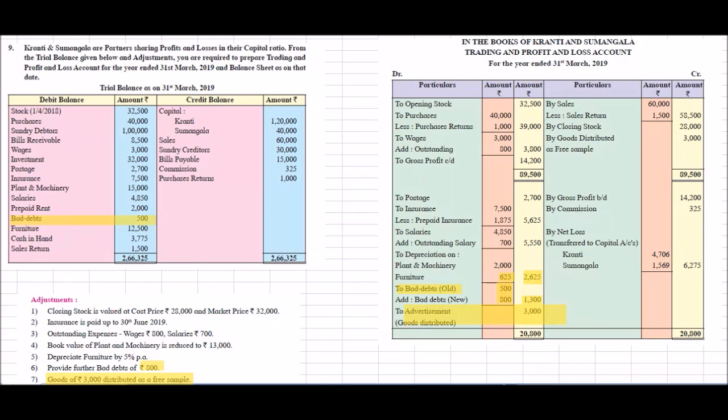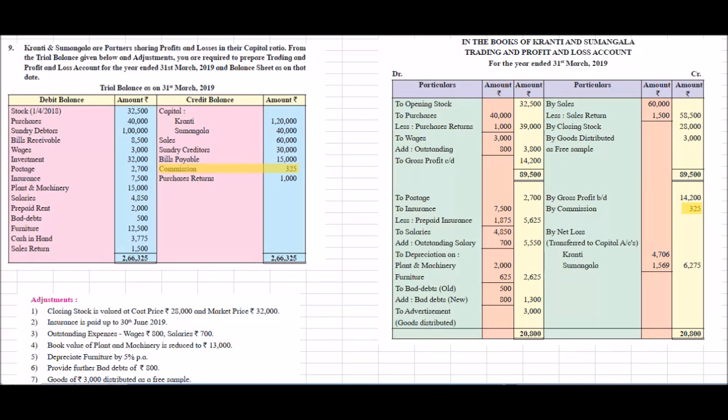And now we'll see the credit side entries. What are the entries coming in the credit side? Next one is commission. Commission is 15,000, 50,000. So commission amount is 325 rupees. So these are the entries coming in the P&L account and the trading account.